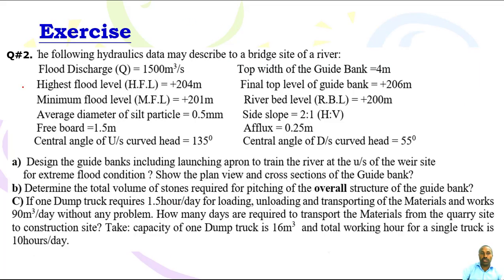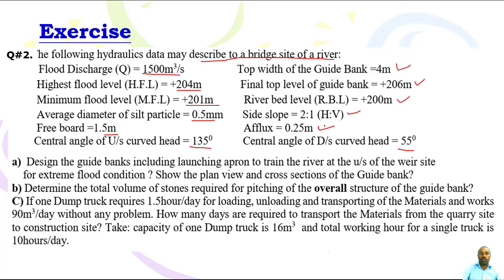So as an exercise, we can try the following hydraulic data, which may describe a bridge site on a river. Flood discharge is 1,500 meter cube per second, highest flood level given, minimum flood level given, average diameter of silt particle 0.5 millimeter, freeboard is also given, central angle of the upstream curved head 155 and central angle of the downstream curved head 55, and here afflux is given and side slope already given, and river bed level which is 200 meter, and final top level already given.